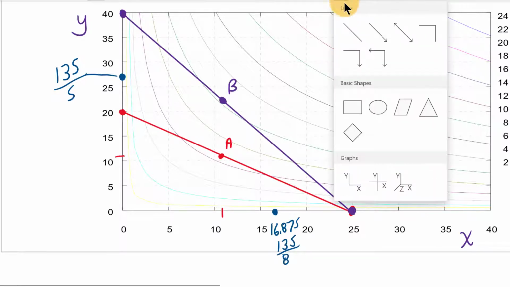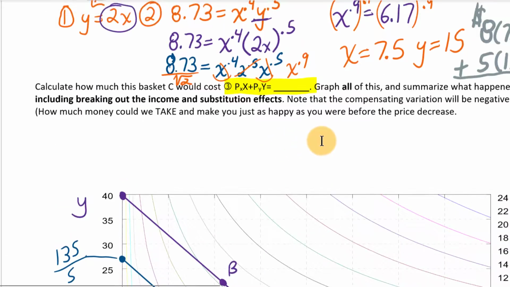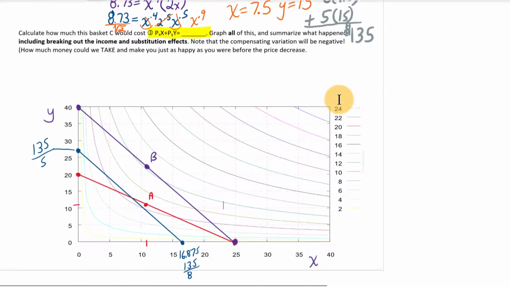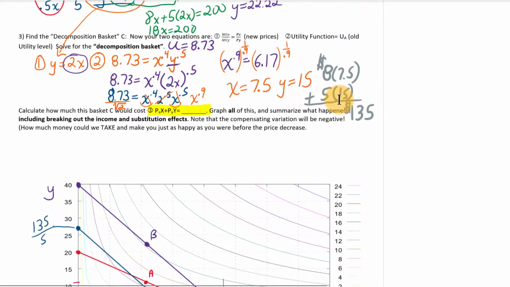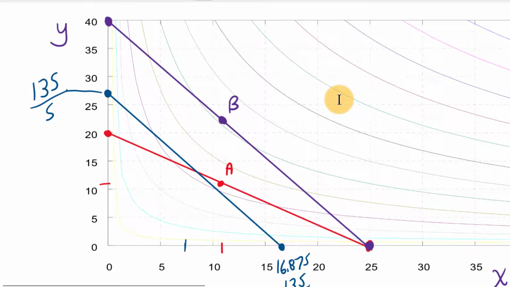Connect those with a straight line. And what we're looking for here with this straight line is, number one, that this blue line needs to be parallel to the purple. Check. Number two, our solution here of 7.5 x's and 15 y's has to be on that line. So there's 7.5 x's. If we go up to our budget line, then that should be 15 y's. And indeed, it looks good. We'll label that point C.